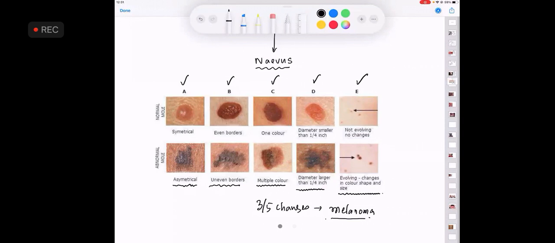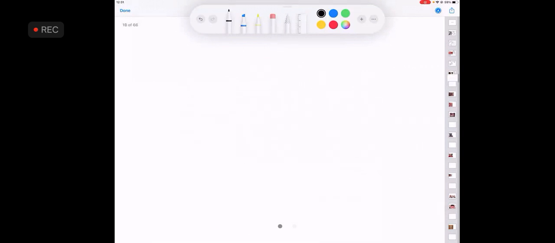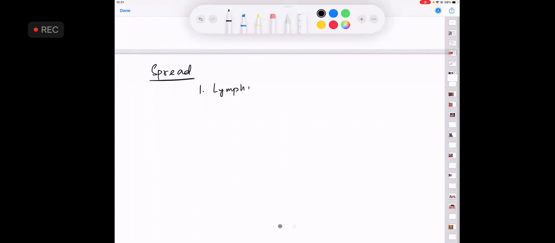Now, what is the spread of a melanoma? So, the spread of a melanoma, always remember, number 1 is lymphatics. Very important. Number 2 is blood. And when it enters the bloodstream, it goes to the lungs.